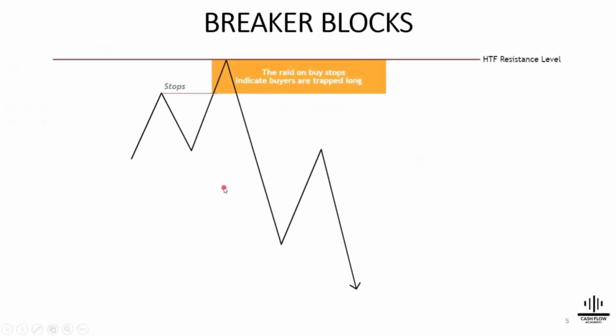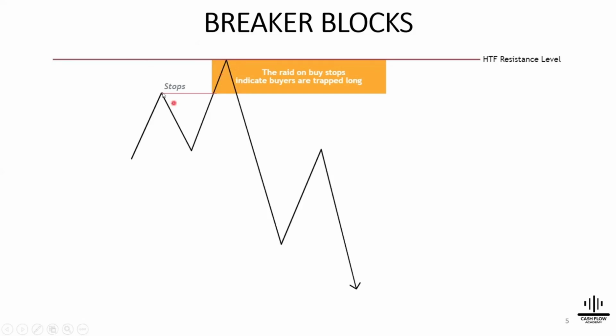So now I would like to explain the concepts properly behind the breaker block. Usually, breaker blocks are formed finding resistance or support at higher time frame institutional levels. So for a bearish breaker block, you want to see it forming at a higher time frame resistance level, either a monthly or weekly order block, or price taking liquidity above the market.